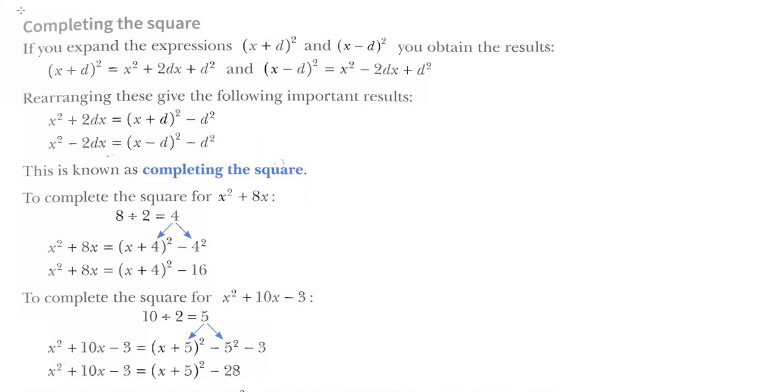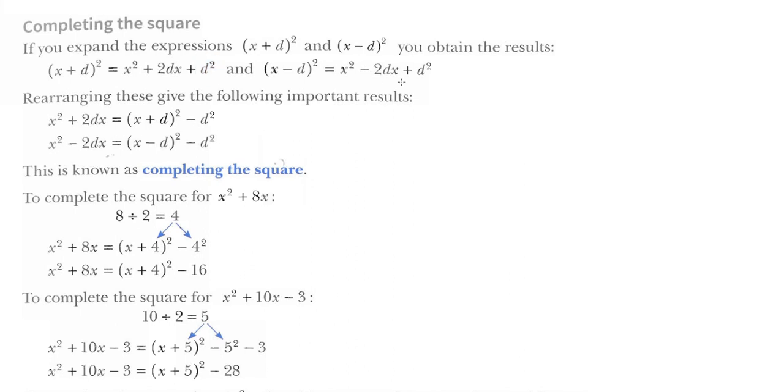So this is x square plus 2dx. If you move this d square on the other side, you will get x square plus 2dx is equal to x plus d whole square minus d square. And similarly in this case, if you see this, x minus d whole square, we have to move this d square on the other side.